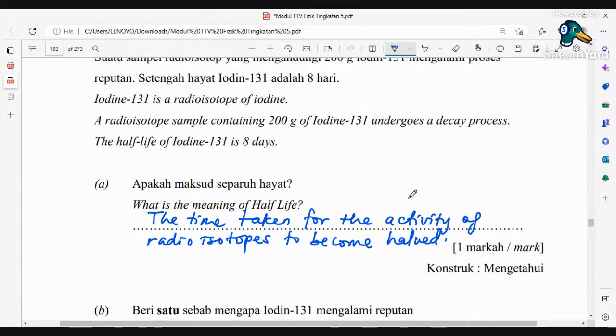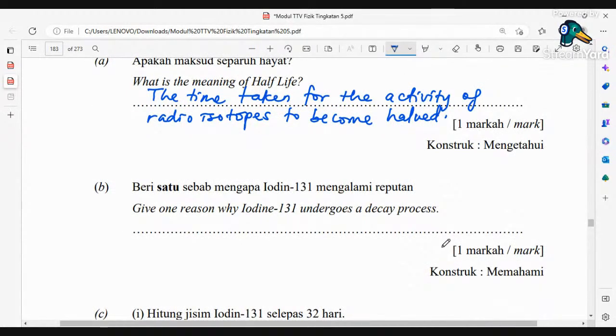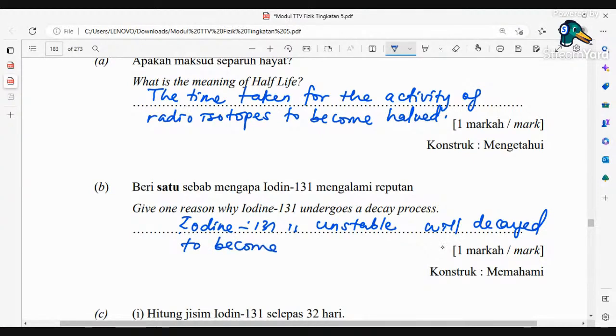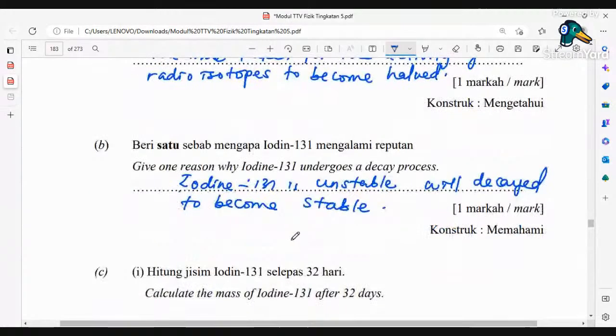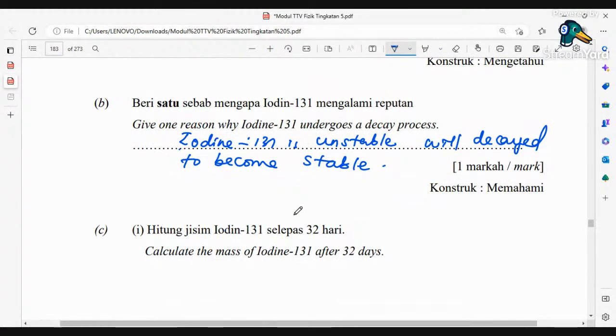Okay, give one reason why iodine undergoes decay process. Normally decay process occurs because the nucleus is unstable. Okay, iodine-131 is unstable, will decay to become stable. The nucleus is not stable, that's why it will decay to become stable.